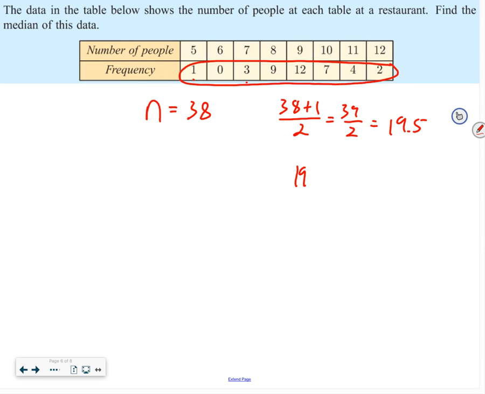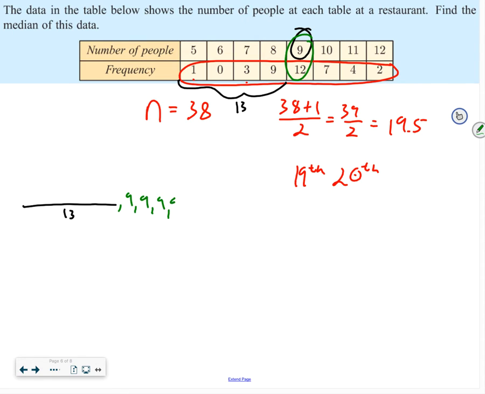So I want to know the 19th and the 20th piece of data to find the ones in the middle. What's nice is these are already ordered. I can see here this is representing 1, 3, so there's the first 4, and this represents the first 13 sets of data. So there's a lot of tables with 9 in there. If I'm thinking about the first 13 pieces of data, I know that the next 12 numbers are going to be 9s. So that means 2, 4, 5, 6, 7, 8, 9, 10, 11, 12.